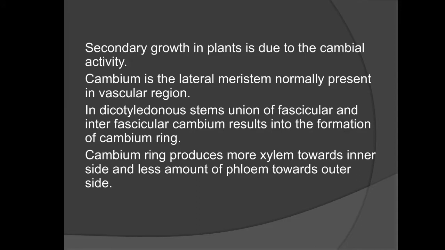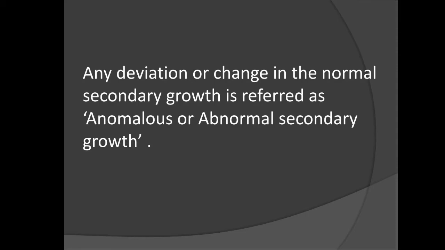So what do we mean by anomalous? Anomalous means a deviation from the normal or common type or order. The term anomalous secondary growth is given for the deviation and variation, where the pattern of secondary thickening deviates from the normal type. Anomalous is any deviation or variation. Okay, so now coming to the anomalies.